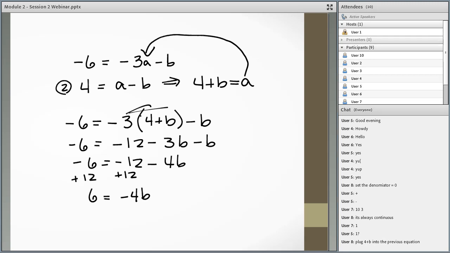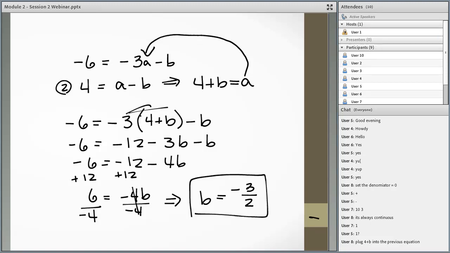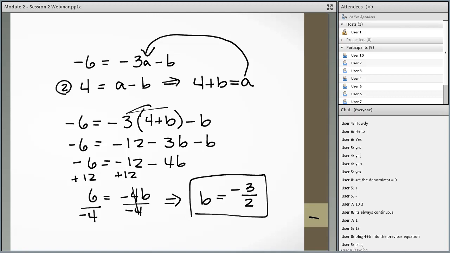So I will add the 12 over to the left. So I get 6 equals negative 4b. And then I can divide the negative 4 on both sides. When I simplify 6 over 4, I end up getting 3 over 2, and we have a negative from the negative 4, so negative 3 over 2. So I have one of the values that I was looking for. How am I going to get the other one?